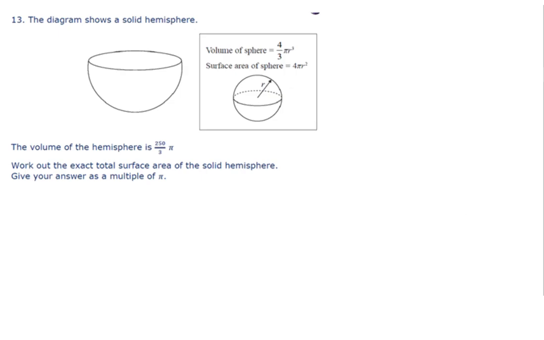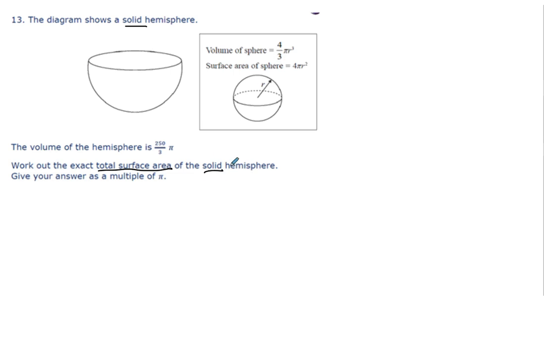Okay, last question. The diagram shows a solid hemisphere. Okay, solid means that it is solid. And it gives us the formula. So sometimes they give you the formula here, but they won't give it to you on the formula sheet. And they say the volume of the sphere is 250 divided by 3 pi. So it's just 250 pi divided by 3. Work out the exact total surface area of the solid hemisphere. Okay, now always, it's not just about being clever, it's about being sharp.